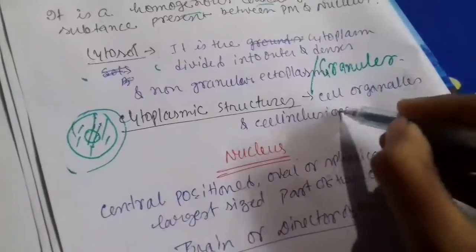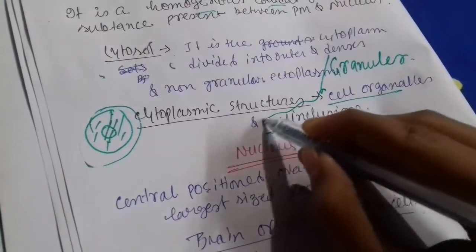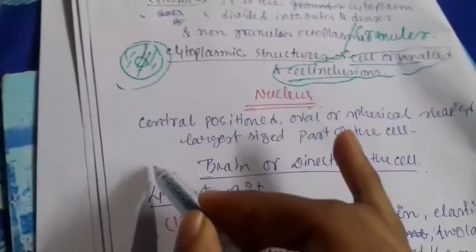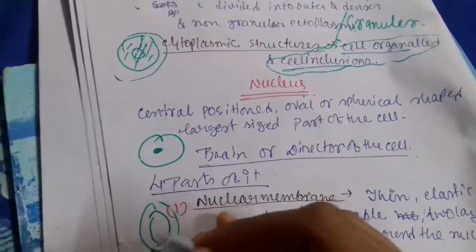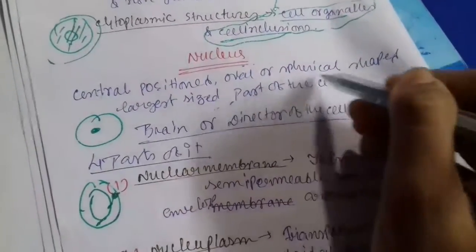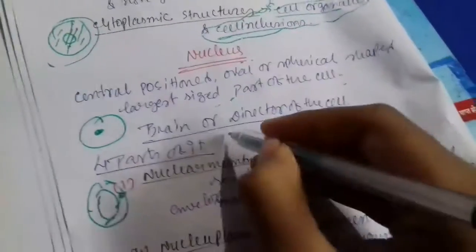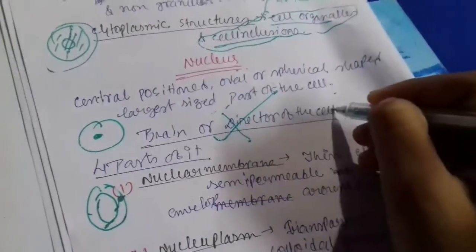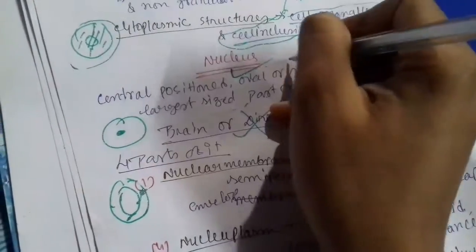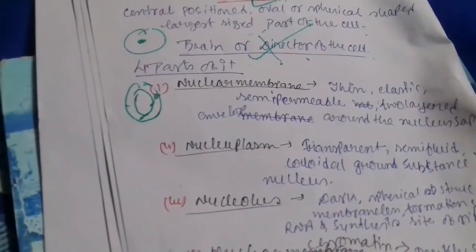In cytoplasmic structure, there are cell organelles and cell inclusions, about which we will read in our next video, not in this video. The nucleus is in a central position, but in a plant cell, due to the presence of large vacuoles, it is pushed to a side. It is an oval or spherical, large part of a cell. It is also the brain, the main part. What is the brain? The main part of our body. Like the director in a film, one of the main persons. So the nucleus is also a main part, because without a nucleus, a cell is not important.